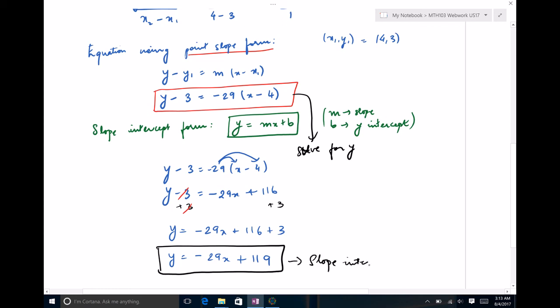And that is the equation that you're looking for in the slope intercept form. Because remember that the slope intercept form needed to look like y equals mx plus b, and that's exactly what you have. Y equals the slope times x plus the y-intercept.